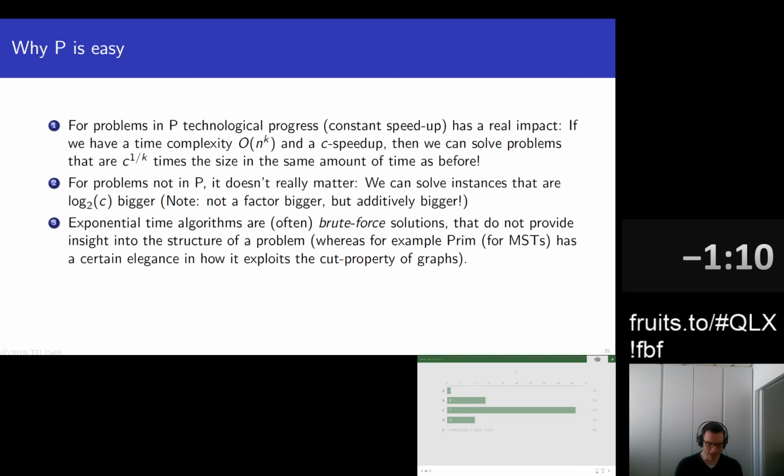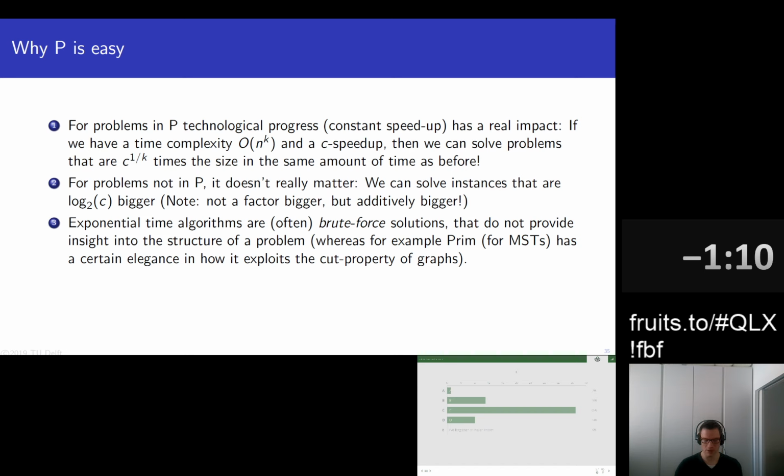Furthermore, for the problems not in P, we have exponential time algorithms, and these are often brute force solutions, right? They're not very elegant, not very nice. And I realize that sounds a bit weird, but what I mean is that problems in P have a solution that really provides insight into the problem. Consider Dijkstra's algorithm, or Prim for MSTs, which have a certain elegance, right? Prim uses properties of a graph to find the MST, and Dijkstra uses properties of a graph to find the shortest route. They have some sort of beauty, some sort of elegance to them.